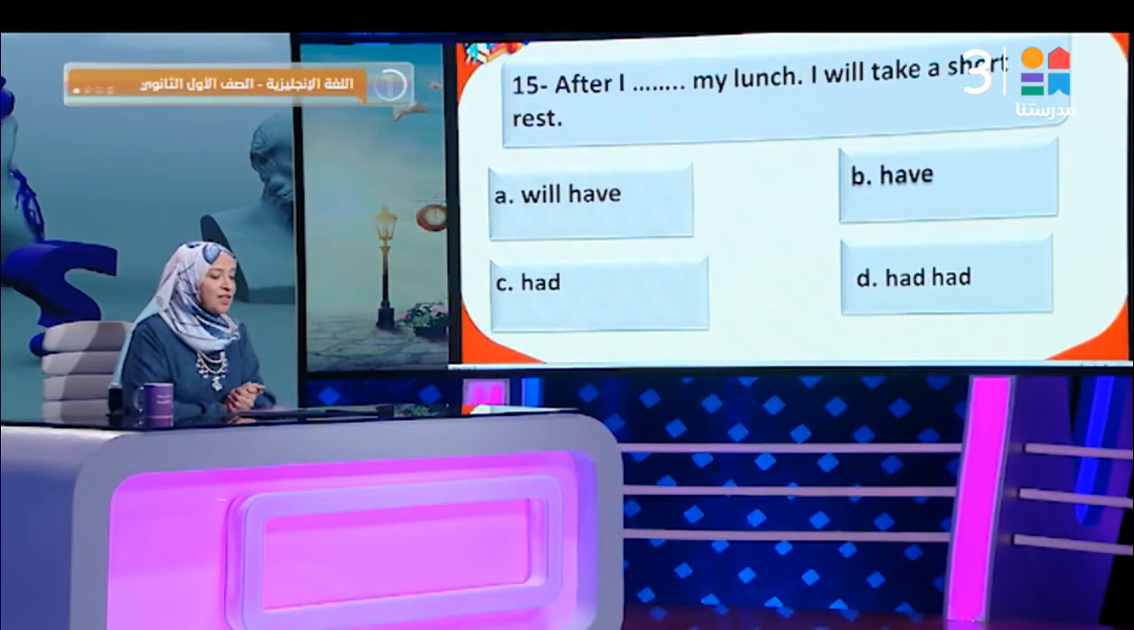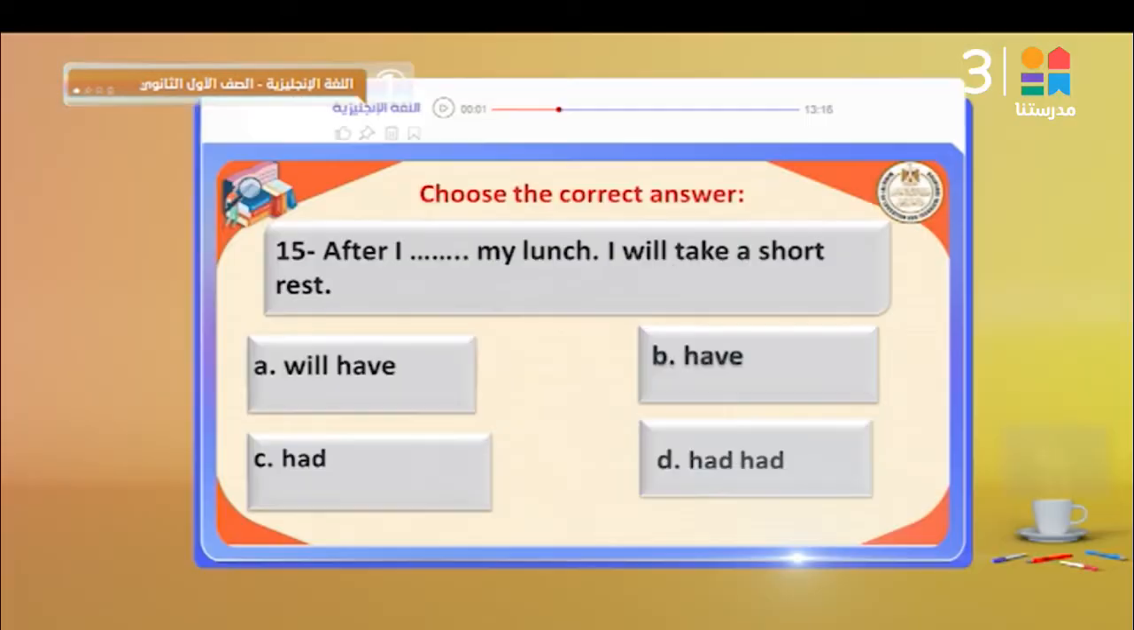Question number 15. My lunch, I will take a short rest. Here we have a very important rule of grammar because here we have the other sentence, the next sentence has future. When you have a future in the second sentence, you use present after time conjunction, after the word after, before, as soon as, until, when, and so on. You use the present, either present simple or present perfect.